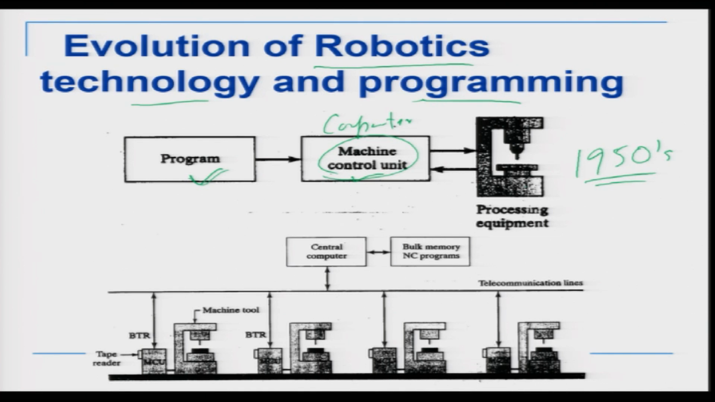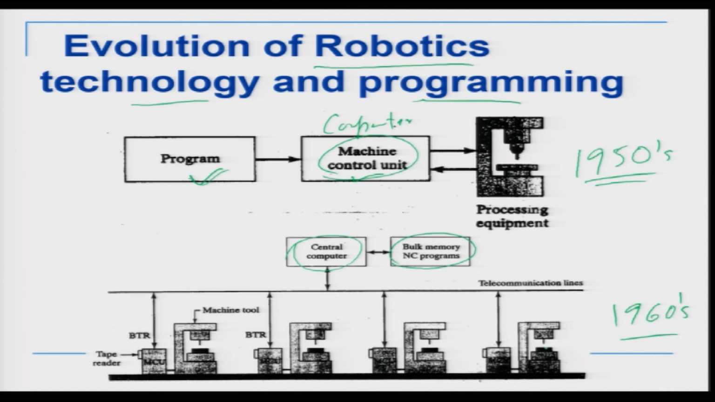Now as time progressed, the computer became more and more powerful, and in the 1960s and 70s what we had is one single computer controlling many machines. So there is a bulk memory which contains all the programs, many programs together, and the computer can control many machines at the same time.